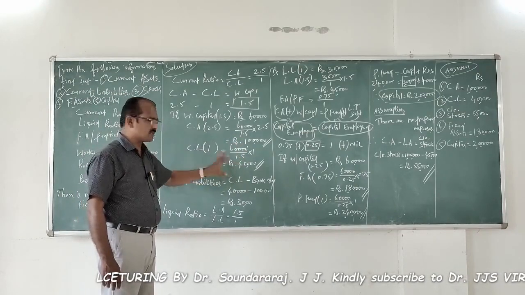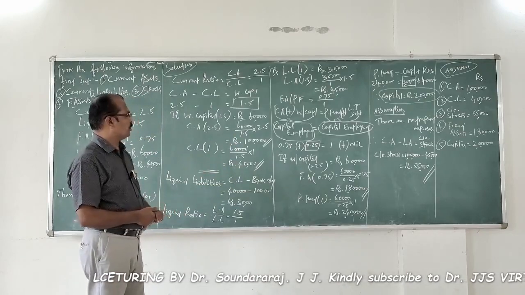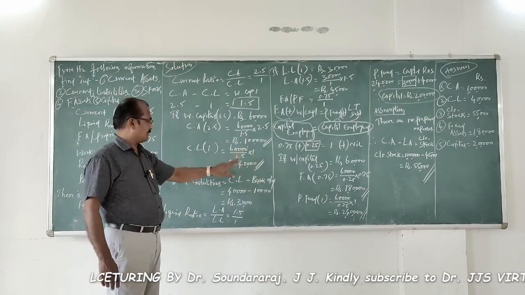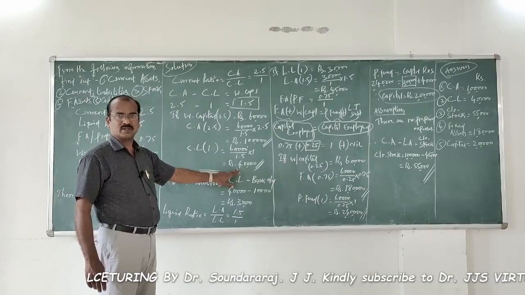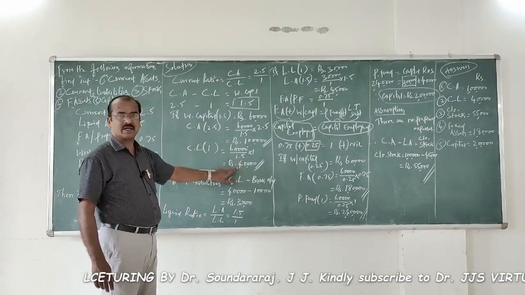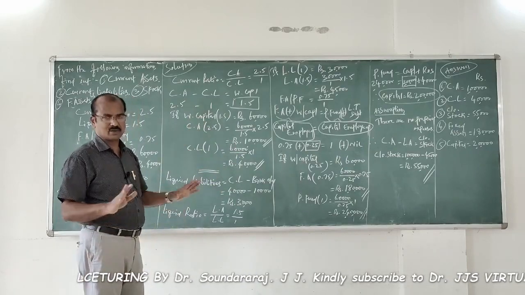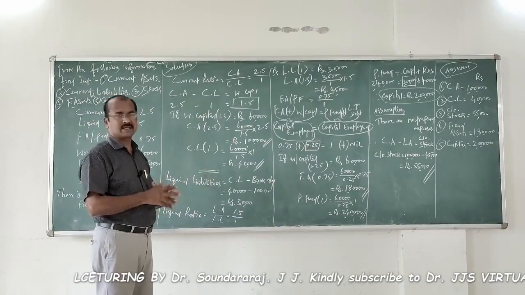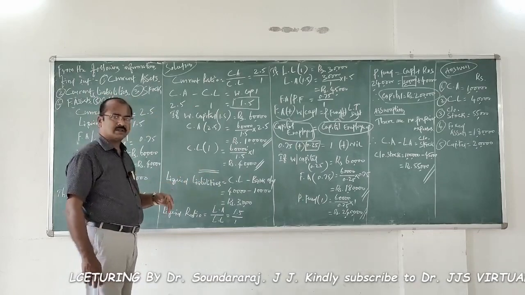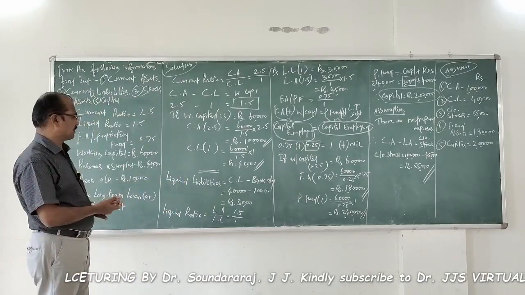The similar calculation is done here. So we have come to know current assets 1 lakh and current liability 40,000. So excess of current assets over current liability, 60,000 rupees, is the working capital. So far we have done the things correctly. Now let's proceed for the next calculation.